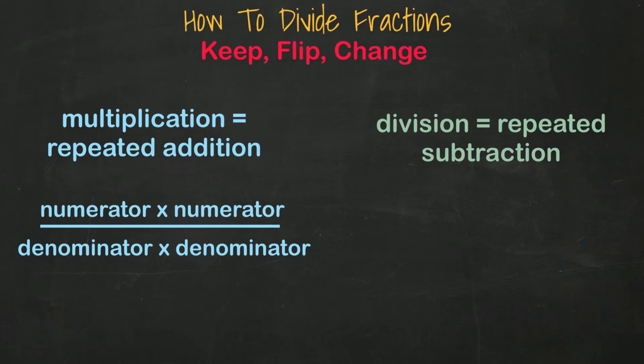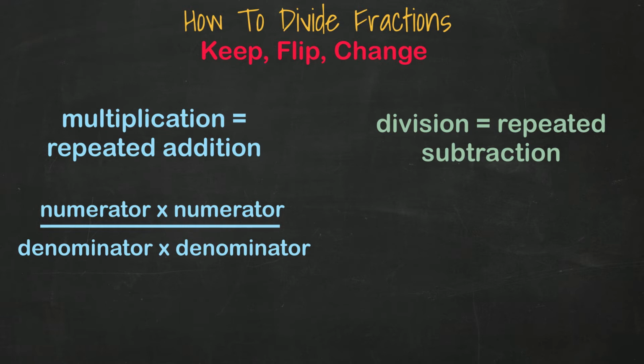If you remember, when you multiply fractions, you are basically just multiplying across. Numerator times numerator and denominator times denominator. When you think about division, it's the opposite of multiplication, right? Multiplication is the repeated addition of a number, and division is the repeated subtraction of a number.